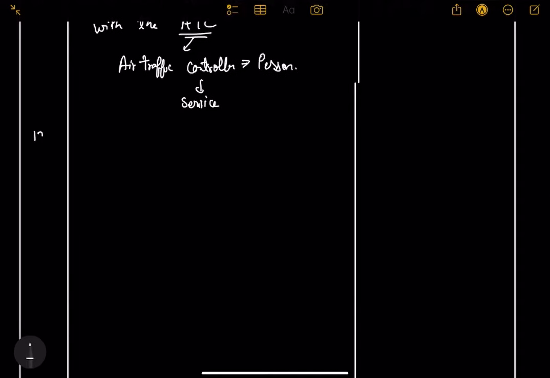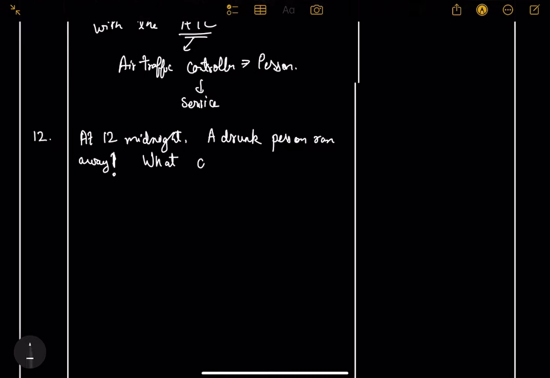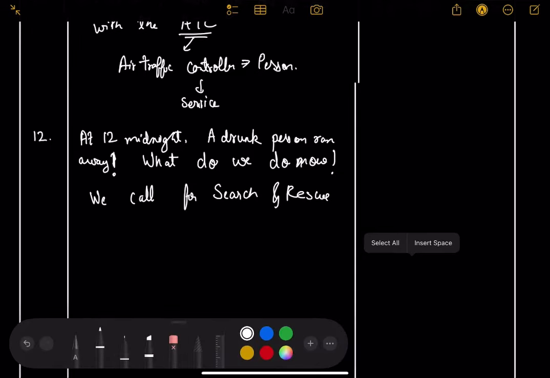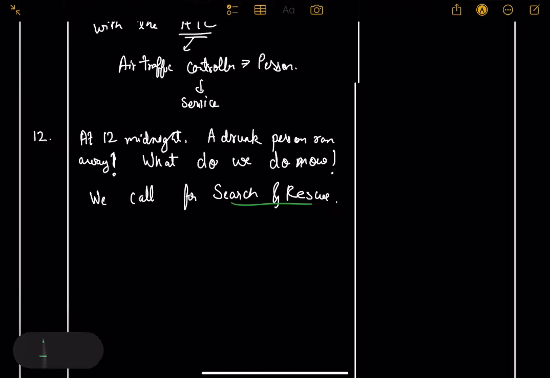Moving on to Annexure 12. At 12 midnight, a person got drunk and ran away. So what will we do now? We'll have to call for something known as search and rescue. So Annexure 12 is nothing else but search and rescue.